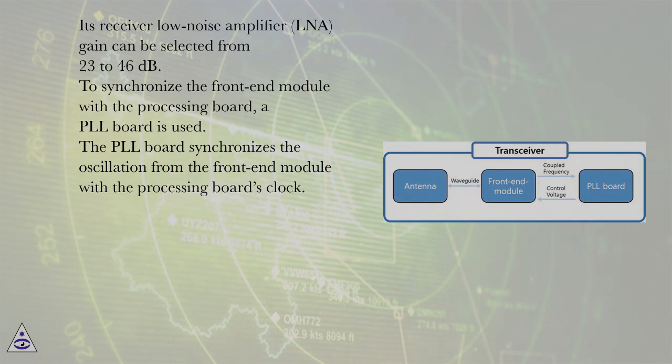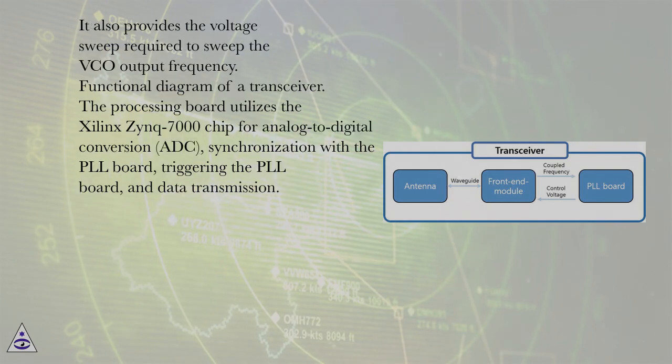To synchronize the front-end module with the processing board, a PLL board is used. The PLL board synchronizes the oscillation from the front-end module with the processing board's clock. It also provides the voltage sweep required to sweep the VCO output frequency. Functional diagram of a transceiver.